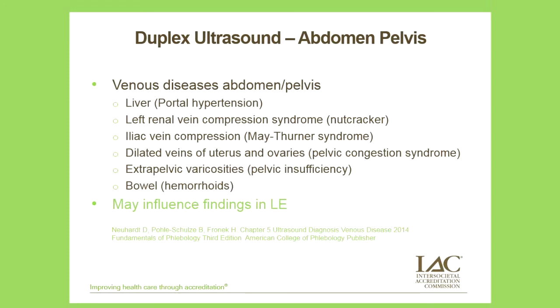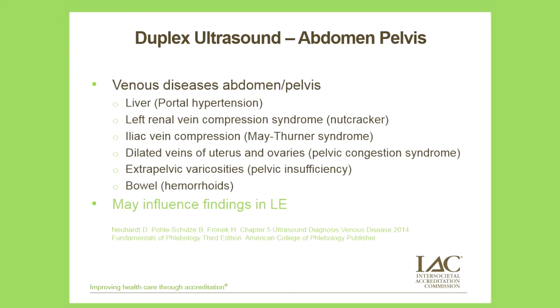Some other things that can influence our findings in the lower extremity include diseases of the abdomen and pelvis, including the liver, and left renal vein compression, which is called nutcracker syndrome, and that's the superior mesenteric artery. Iliac vein compression syndrome, known as May-Thurner syndrome, and there is May-Thurner anatomy and May-Thurner syndrome. So there are individuals who are predisposed to the anatomy, but they don't necessarily have the syndrome, which is where the iliac artery compresses the vein, and over time it creates some webbing, and it can influence the patient, particularly left-sided findings with patients with edema.